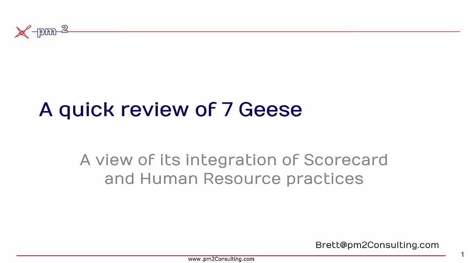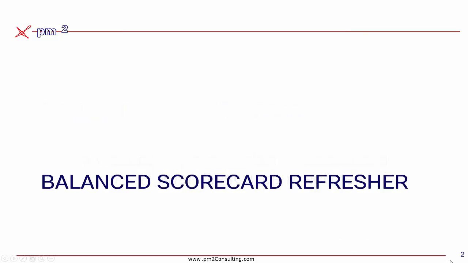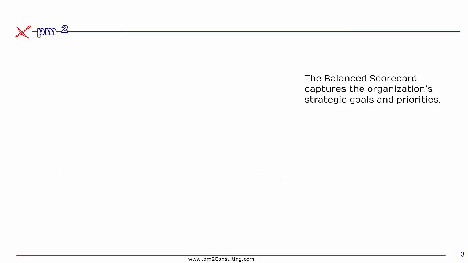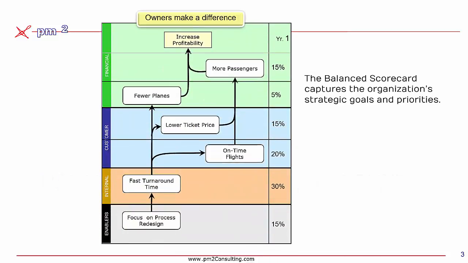This short video gives you a very high-level review of how 7 Geese supports some of the principles we see in the Balanced Scorecard, as well as some core human resource practices required in organizations. So the idea inside of the Balanced Scorecard, just as a quick refresher, is that Balanced Scorecard captures an organization's strategy. And we capture it often in something like this called a strategy map, where we identify the organization's strategic goals and objectives and their weightings.